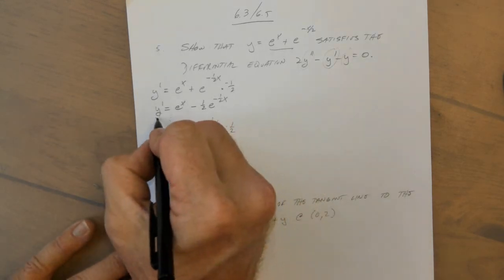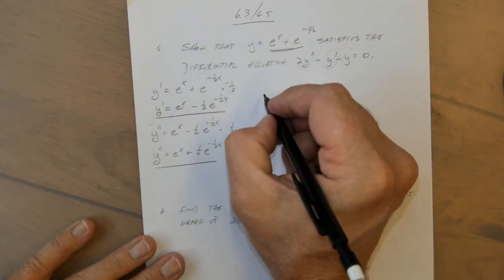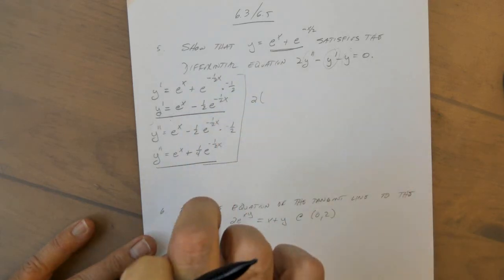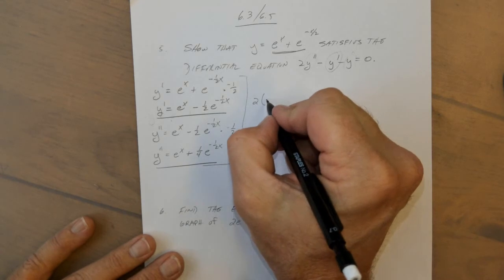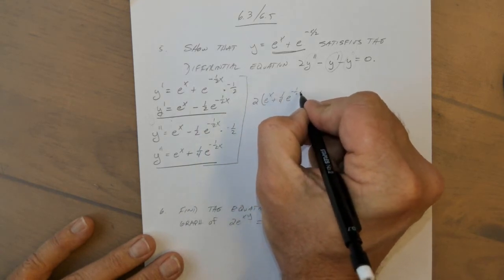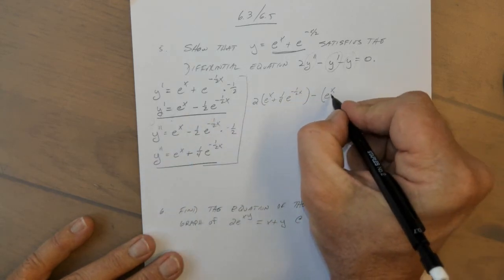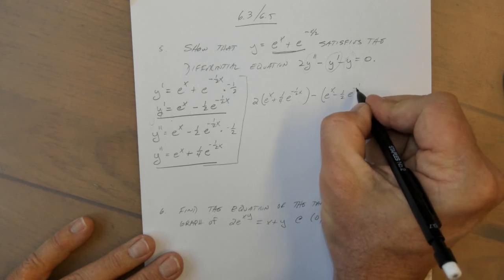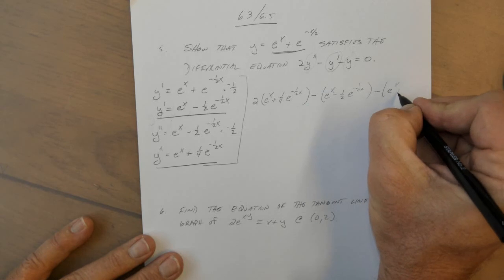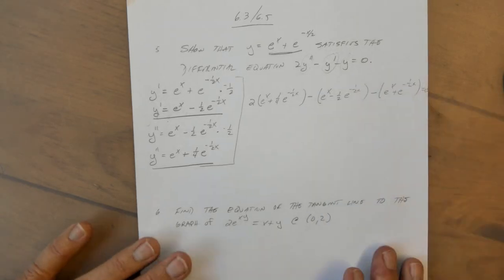So there's my second derivative, there's my first derivative, there's our function, and we're going to plug those all in here. All right. So we have 2 times the second derivative: 2 times (e^x plus 1/4 e^(-1/2 x)) minus the first derivative, which is (e^x minus 1/2 e^(-1/2 x)), minus the function (e^x plus e^(-1/2 x)), and all of that has to equal 0.